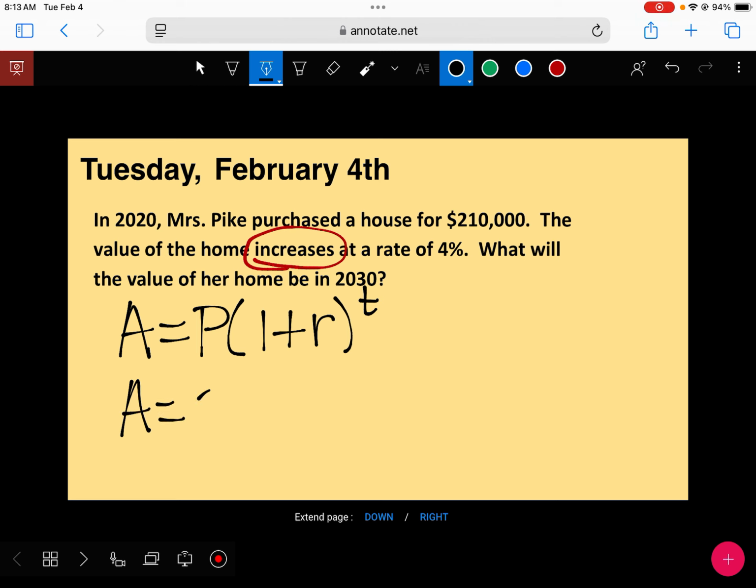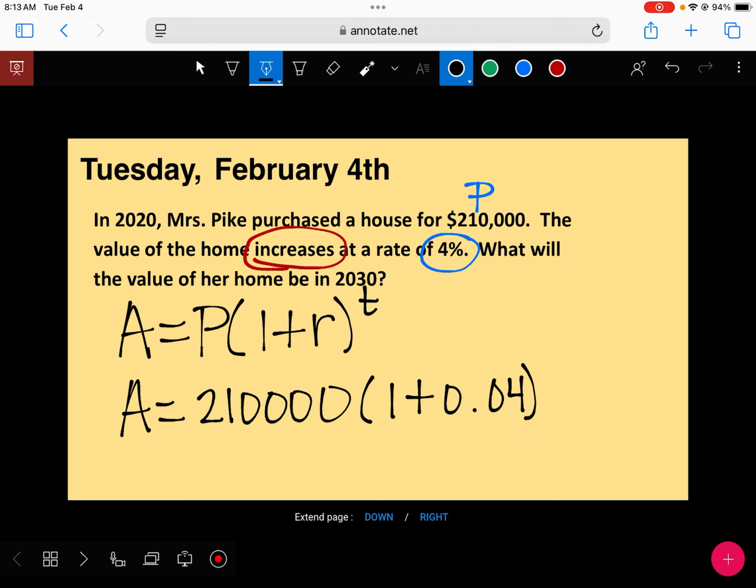So the home that she bought is $210,000. So that would be my P value. And the interest rate is 4%. So that would be 1 plus, take 4 divided by 100, and that gives you 0.04. We want to know what the value of her home would be in the year 2030.